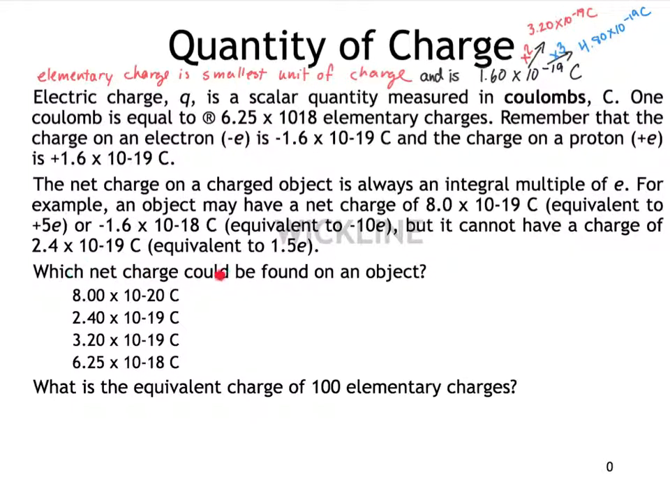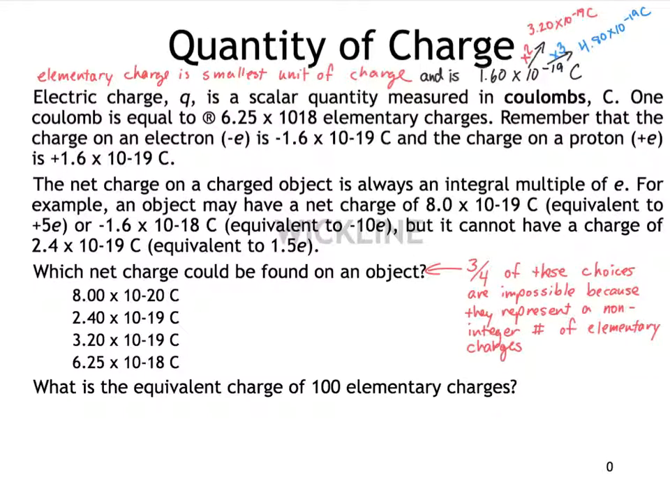Which net charge could be found on an object, meaning that 3 of these 4 charges could not be found? All right, so we'll do these step by step, starting with the first one, which says 8.00 by 10 to the negative 20 coulombs. If I want to know how many elementary charges that is, and that's going to be my tack, because if I can find out how many elementary charges it is, and it's a whole number, an integer number, then I know that it's possible.